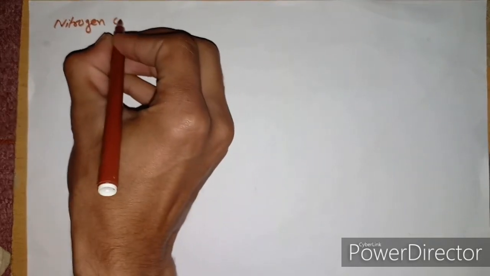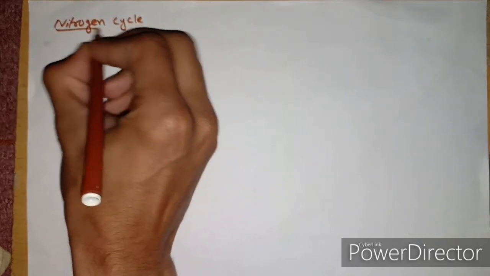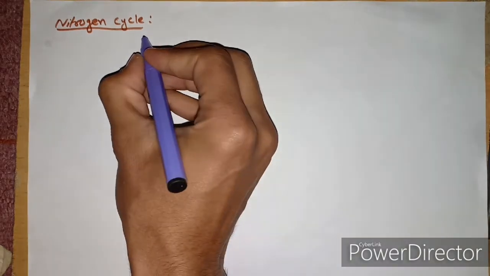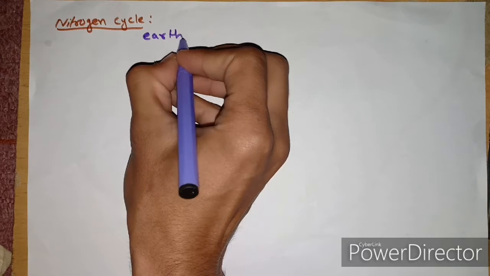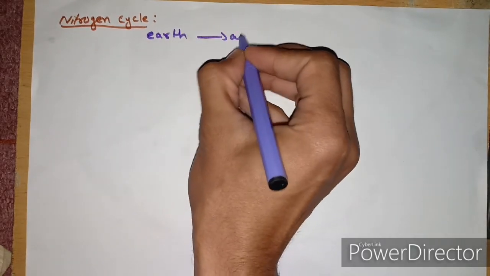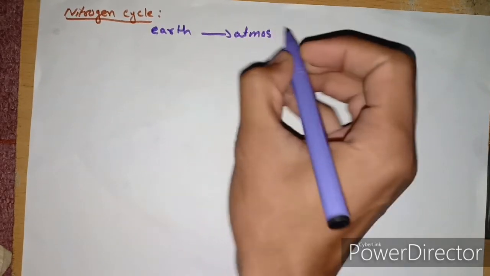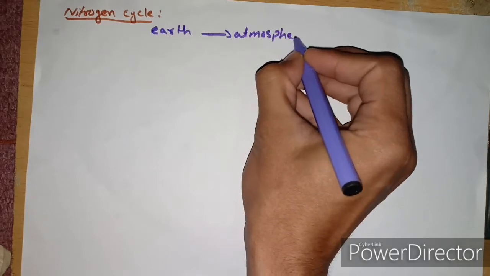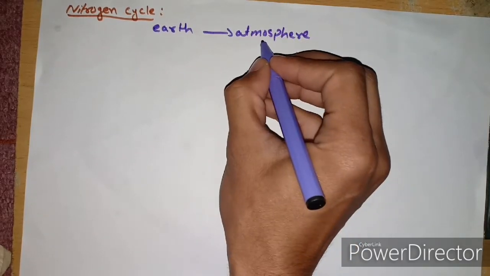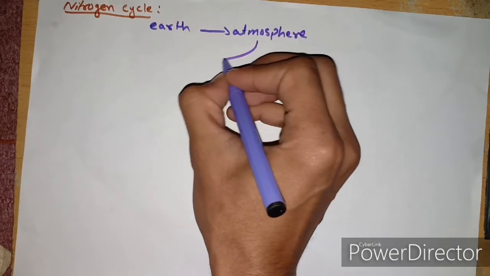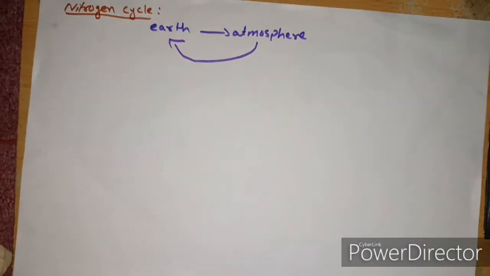Today the topic which we are going to discuss is nitrogen cycle. Actually, nitrogen cycle is the movement of nitrogen between the earth and the atmosphere. From earth to atmosphere, and then from atmosphere it again moves towards earth. This is the nitrogen cycle, which is the movement of nitrogen between the earth and the atmosphere.